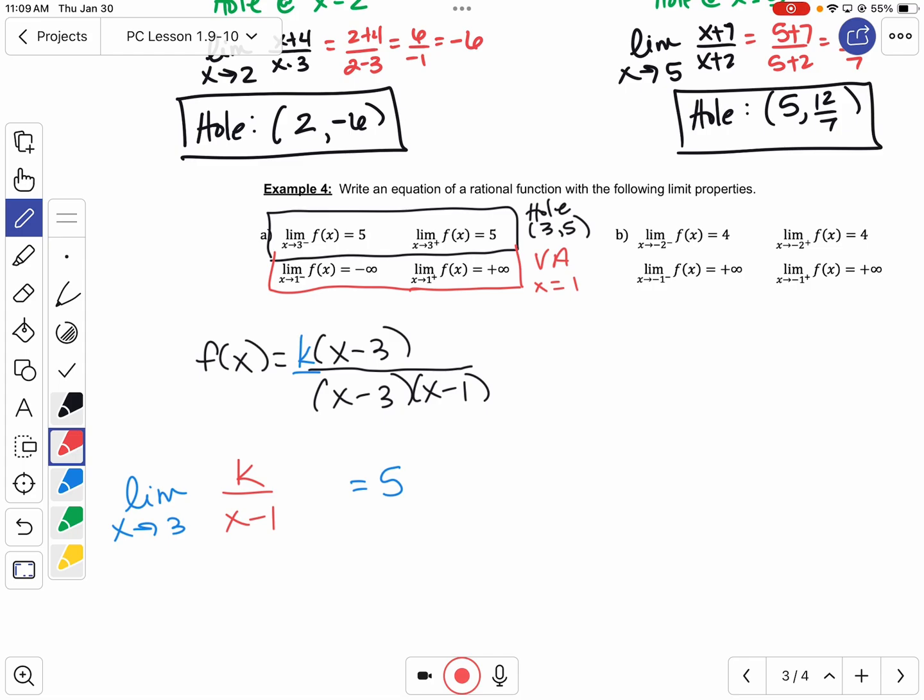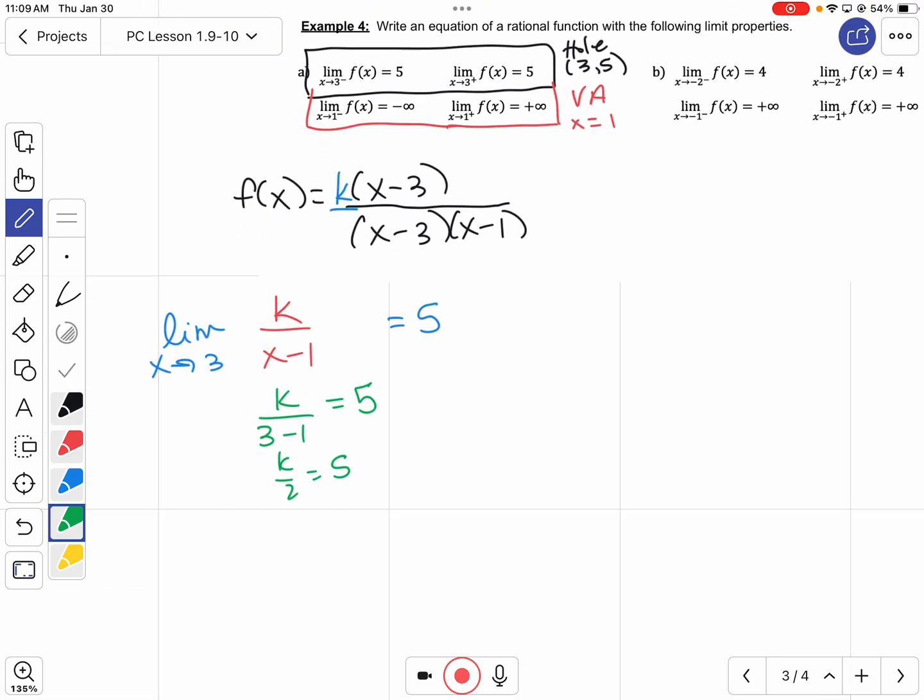Now, what would we have done with that 3? We'd have plugged it in for x. So I'm going to keep the k: k over 3 minus 1 equals 5, because we know that limit equals 5. They told me it did. So what's k going to equal? 10. We solved that equation. k over 2 would equal 5, so k is equal to 10.